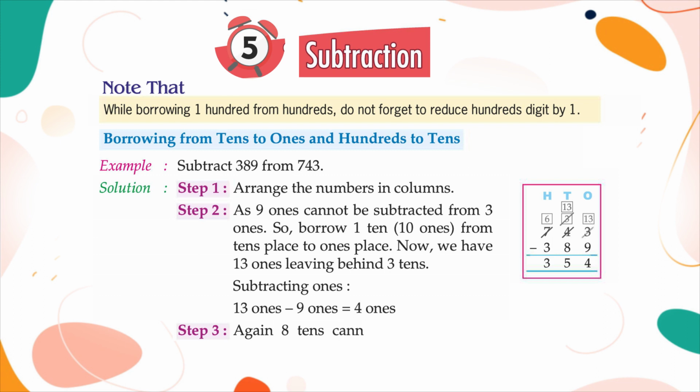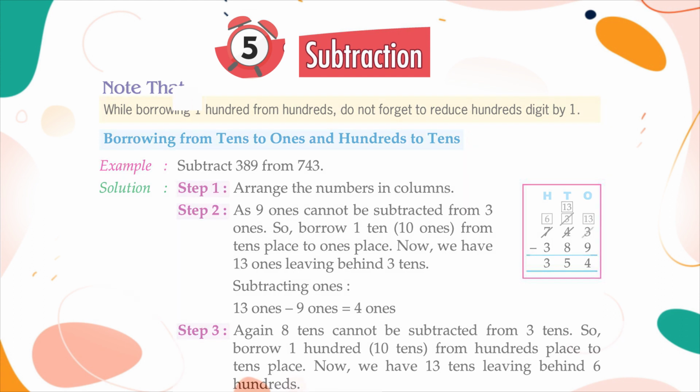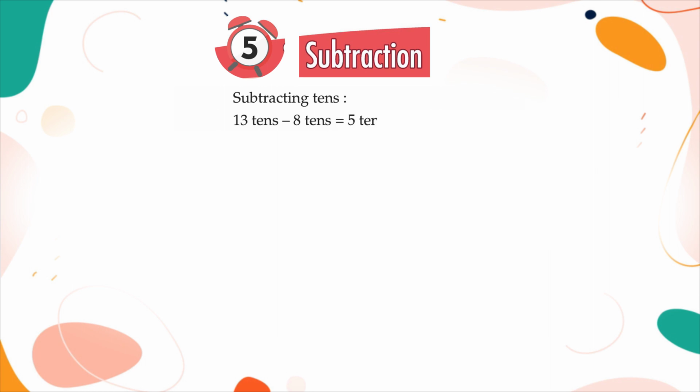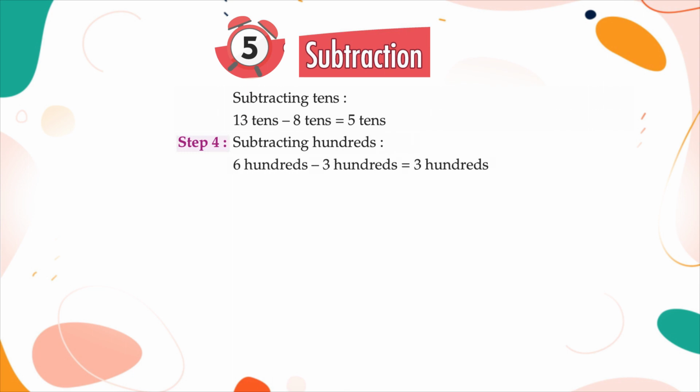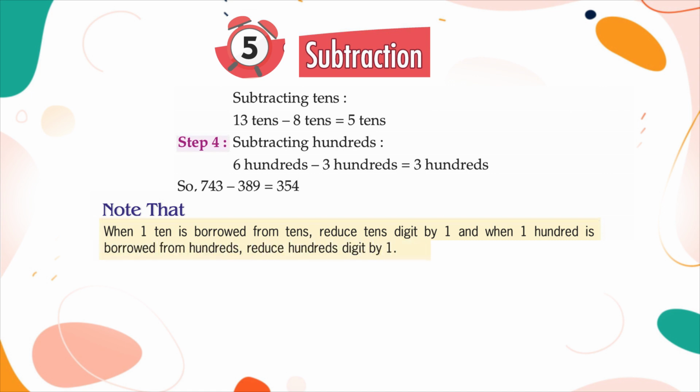Step 3. Again 8 tens cannot be subtracted from 3 tens. So, borrow 10 tens from hundreds place to tens place. Now, we have 13 tens leaving behind 6 hundreds. Subtracting tens. 13 tens minus 8 tens is equal to 5 tens. Step 4. Subtracting hundreds. 6 hundreds minus 3 hundreds is equal to 3 hundreds. So, 743 minus 389 is equal to 354. Note that when 10 is borrowed from tens, reduce tens digit by 1, and when 100 is borrowed from hundreds, reduce hundreds digit by 1.